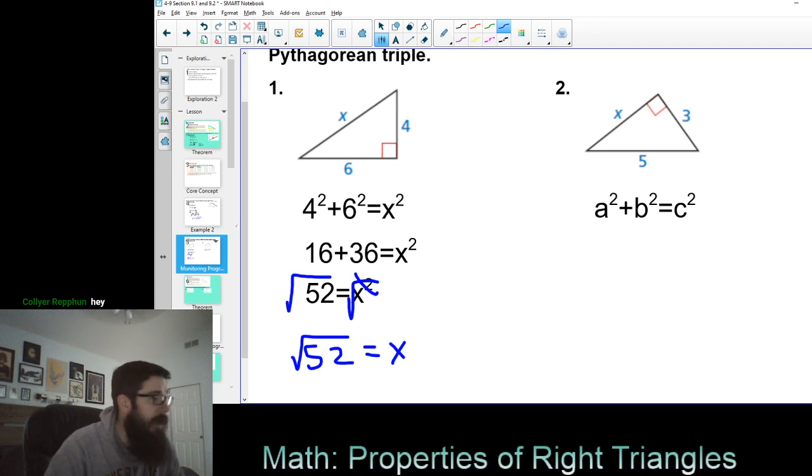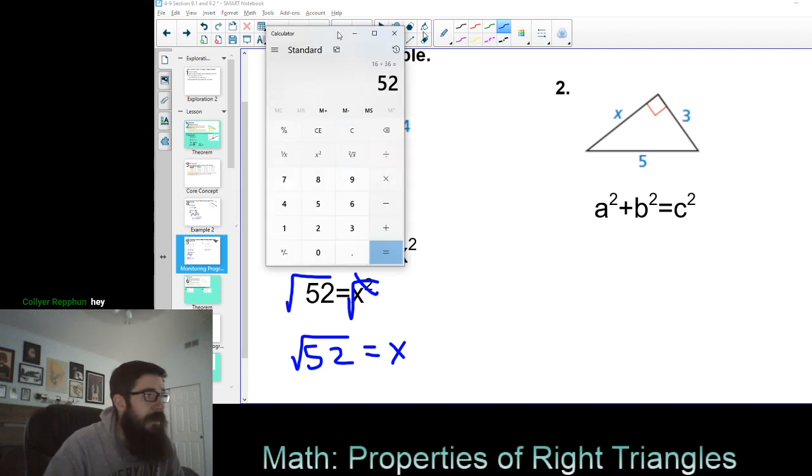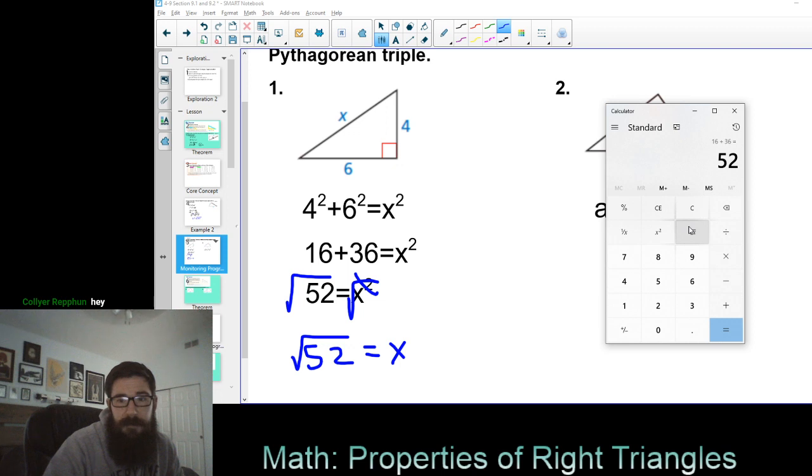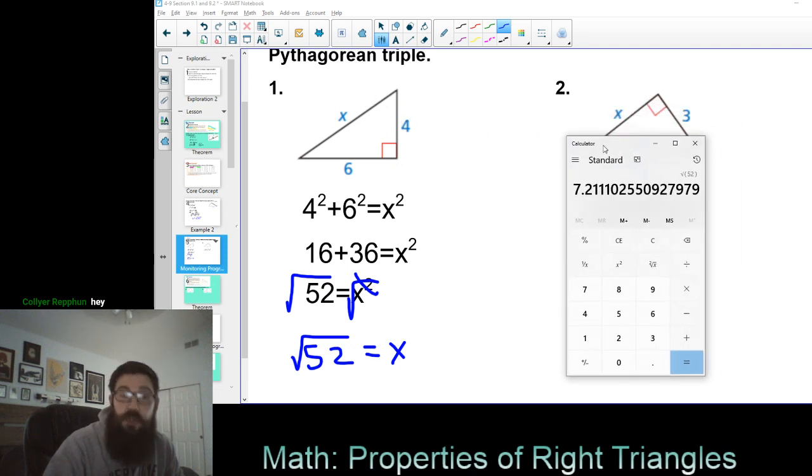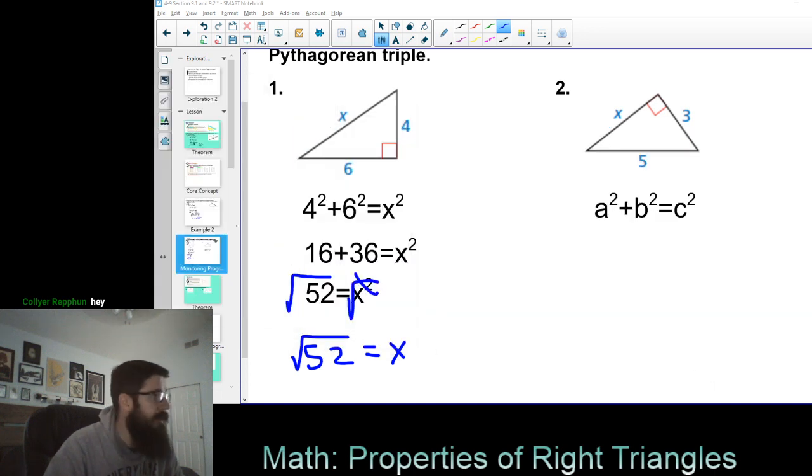Okay, you could figure out what that number is if you want. It's going to have to be bigger than 6. I'll show you that it is. If I take the square root of 52 now, 7.2, which makes sense. It's the hypotenuse, it should be bigger. You can leave it as square root of 52, totally fine with that.